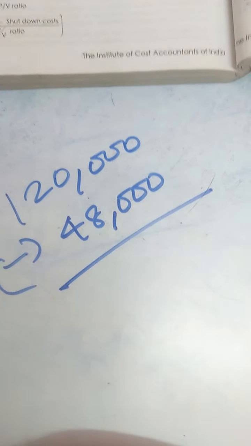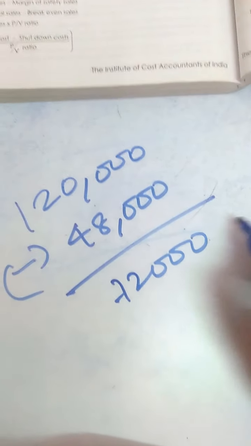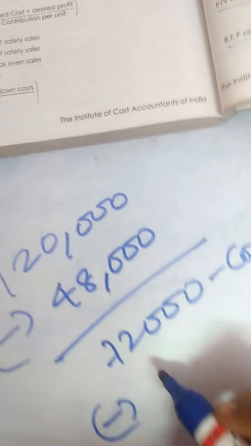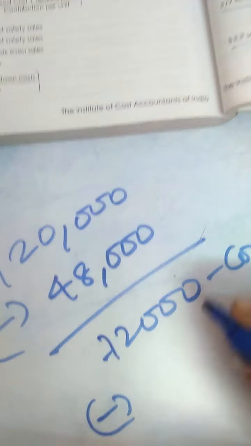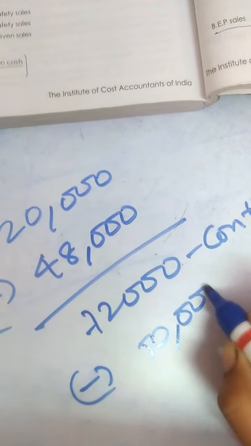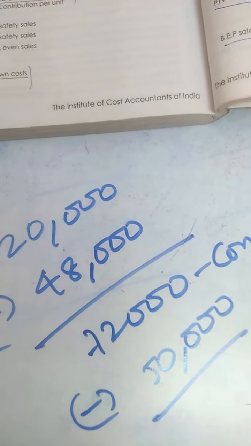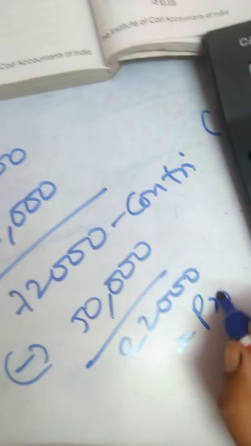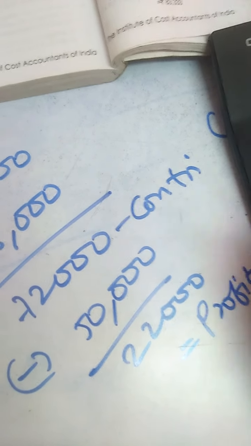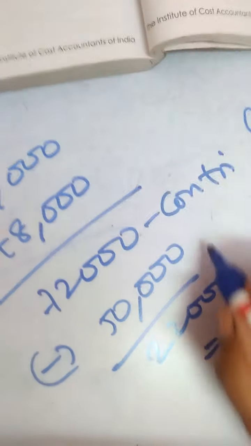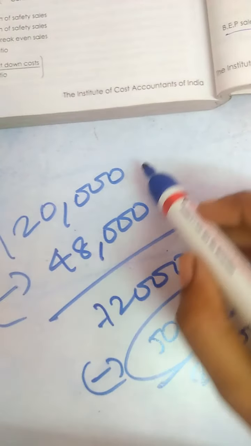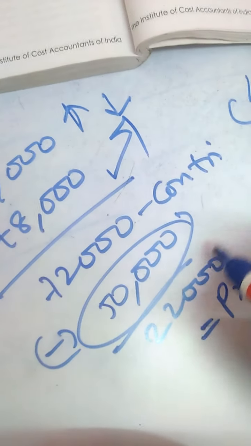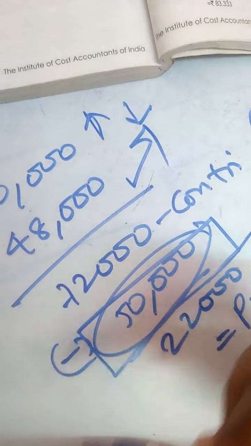1,20,000 minus 48,000, 72,000 is contribution, minus fixed cost, minus 50,000 is 22,000, and this is profit. You might ask, fixed cost did not change here, because if the sales volume increases or decreases, variable cost goes like that, but fixed cost is always constant no matter what.